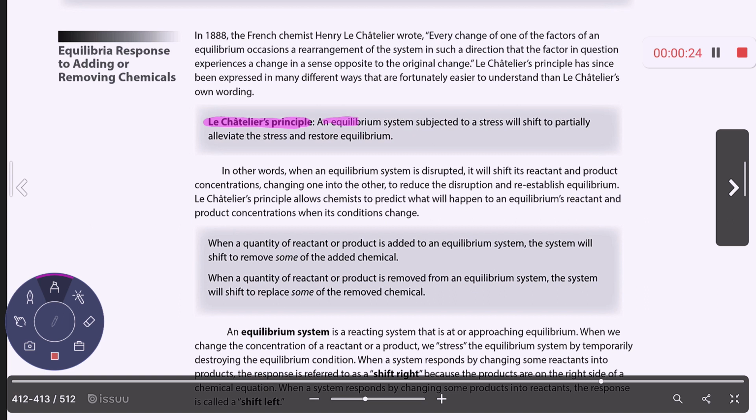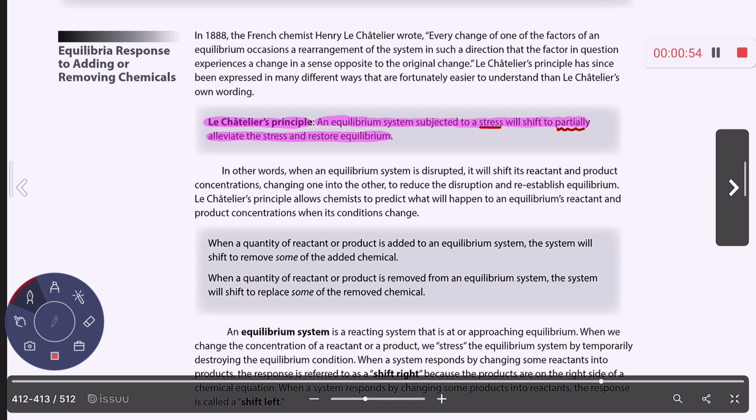So if you have a chemical reaction at equilibrium and you stress it out, maybe by adding reactant, adding product, or taking away a reactant or taking away a product, then that reaction will shift to partially alleviate the stress and then get back to equilibrium. So the key word here is going to be partially.